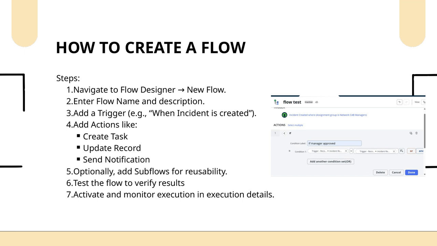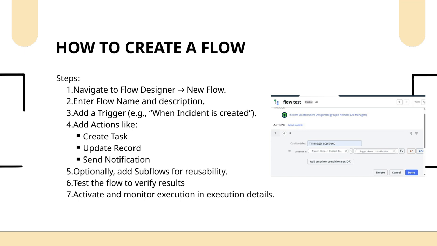After setting the trigger, you can add actions that define what the flow will do, such as creating a task, updating a record, or sending a notification to keep relevant people informed. Optionally, you can incorporate subflows into your main flow. Subflows are great for reusability. Think of them as mini flows you can call upon whenever needed, which helps keep your overall process organized and efficient. Once you've built your flow, it's important to test it thoroughly.